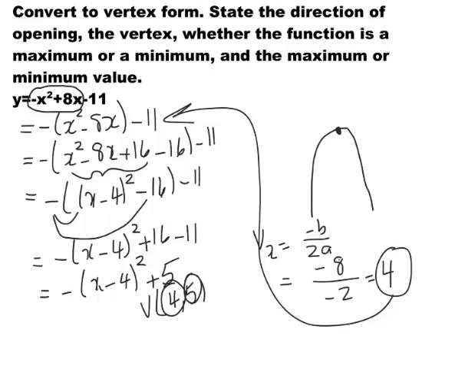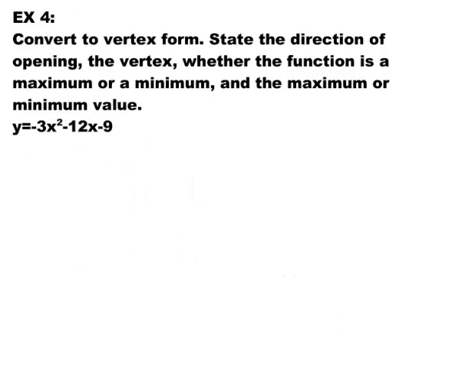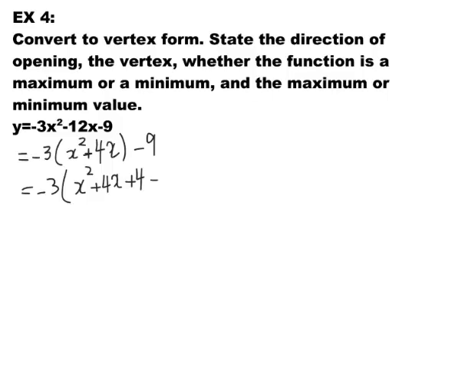The last example wants us to find the vertex form of y equal negative 3x squared minus 12x minus 9. So again, we are going to factor negative 3 out. So we get x squared plus 4x and then minus 9. Now, plus 4 divided by 2 is 2, exponent 2 is 4, add and subtract 4, so we get x squared plus 4x plus 4 minus 4 minus 9.